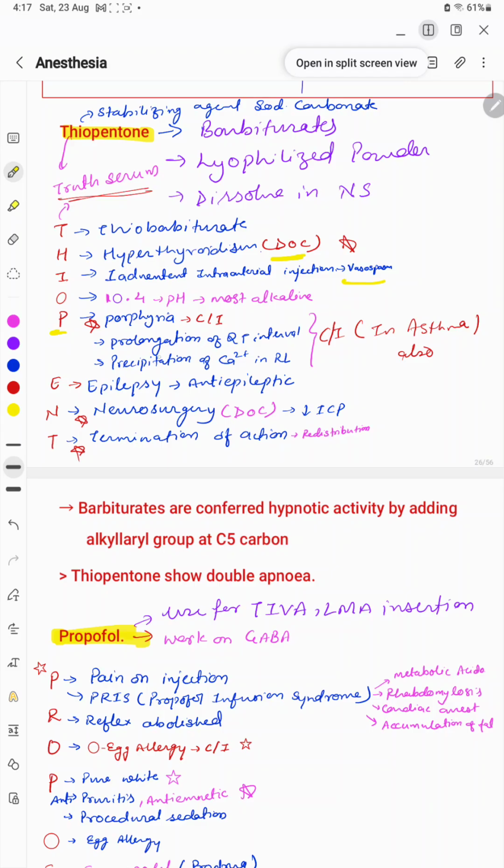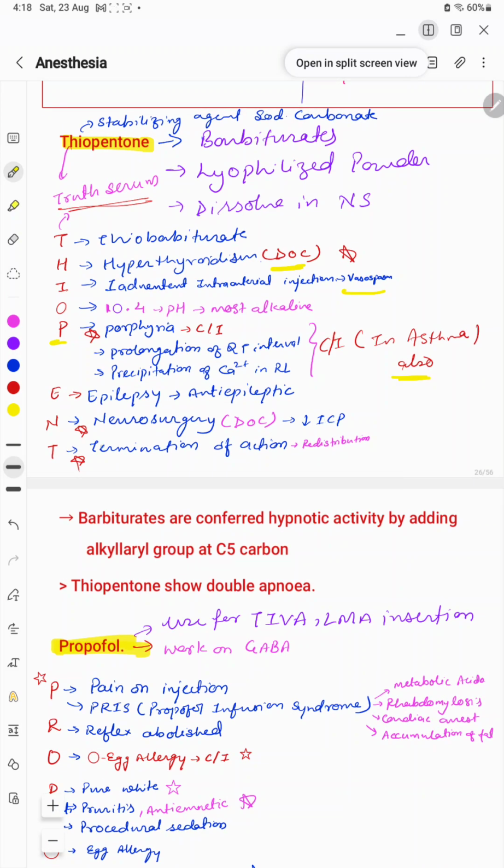Thiopentone causes prolongation of the QT interval and precipitation of calcium in Ringer's lactate. It is contraindicated in asthma. It is also an anti-epileptic drug, and the drug of choice in neurosurgery because it decreases intracranial pressure. Termination of the action is by redistribution. The drug goes from the brain to the blood, and from the blood again to the brain, like this.